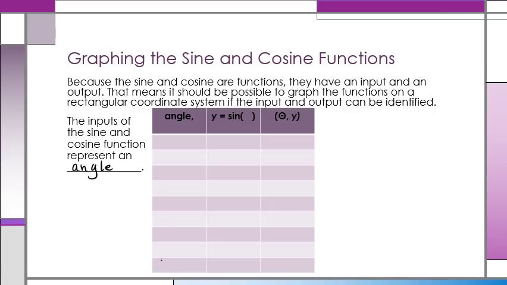So just to be clear, we will call the angle theta. Therefore, we'll be graphing y equals the sine of theta, and our ordered pair will be theta comma y. So we can really input any angle that we want. But in this case, I'm going to look at some of the more common angles.